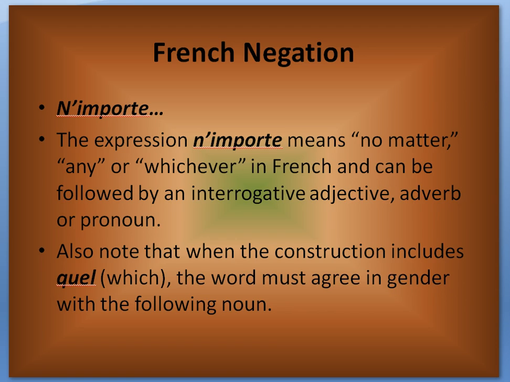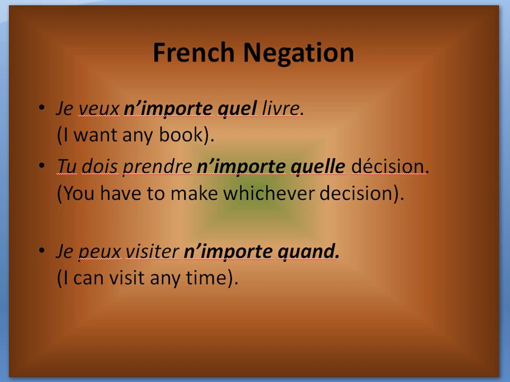N'importe. The French expression n'importe means no matter, or any, or whichever. Also, when the sentence includes quel, then the word must agree in gender with the following noun, because quel is an interrogative adjective. Je veux n'importe quel livre. Tu dois prendre n'importe quelle décision. Je peux visiter n'importe quand. Quel in the first sentence is masculine singular because livre is masculine singular. In the second it's feminine singular because décision is feminine singular.